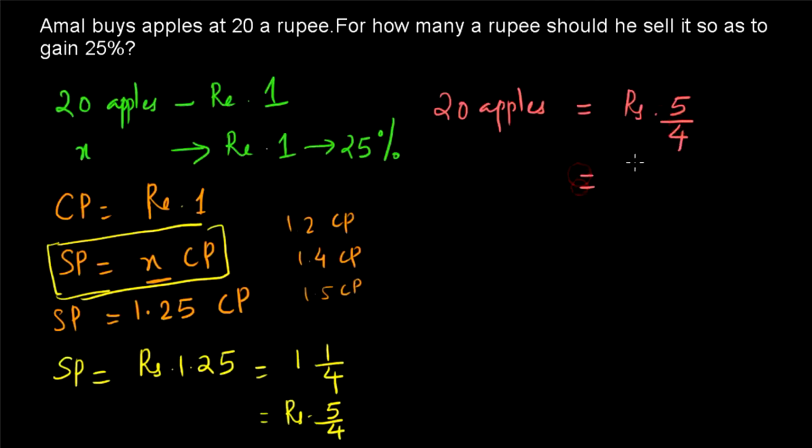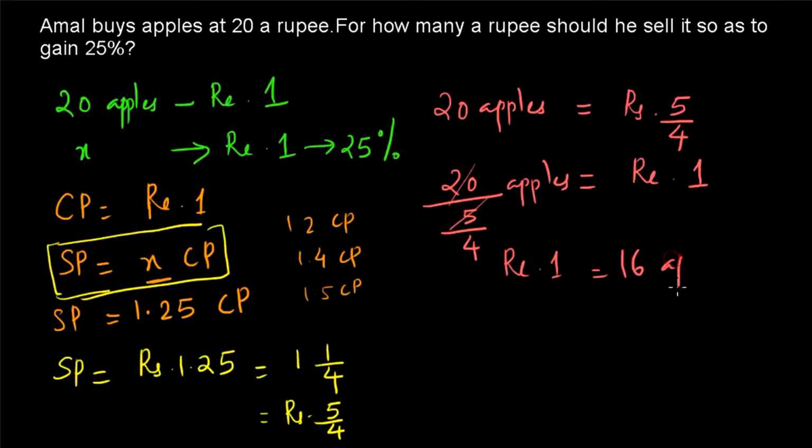Then for rupees 1 how much should he sell? That's the question. So how will we get it? 20 apples he is selling for 5 by 4 rupees. So for rupees 1 he should be selling 20 divided by 5 by 4 apples. So that will be your final answer. So what will we get? 20 and 5 we can cancel out. So 4 into 4. So for rupees 1 he should be selling 16 apples in order to gain 25%.